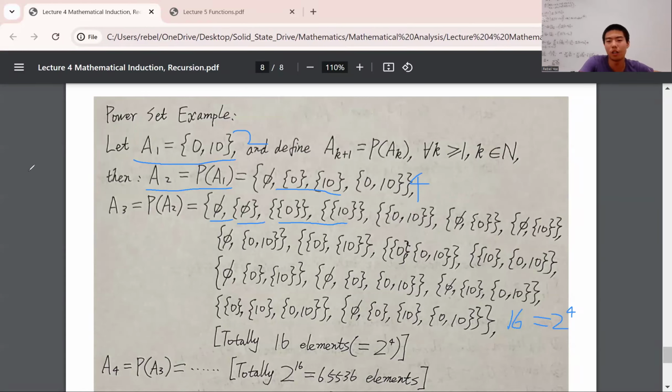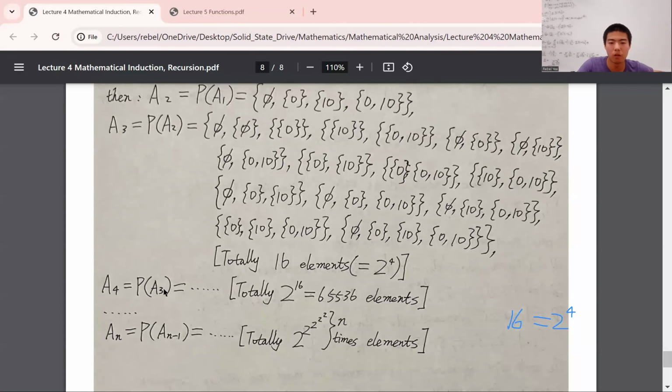And as we move on, it will not be very computable in the end because as we go on, A4 will have 2 to the power 16 elements based on the power set's definition. If there are 4 elements in the set, then the power set will have 16 elements, and if there are 16 elements in the set, the power set will have 2 to the power of 16 elements, which is 65,536 elements. That's too much to write them all out. So this is the last one I'll write out.